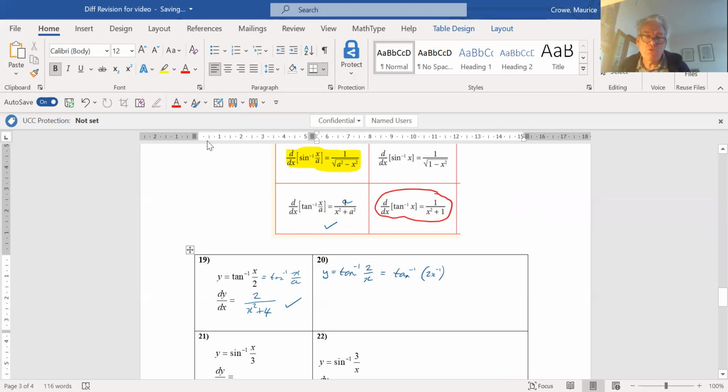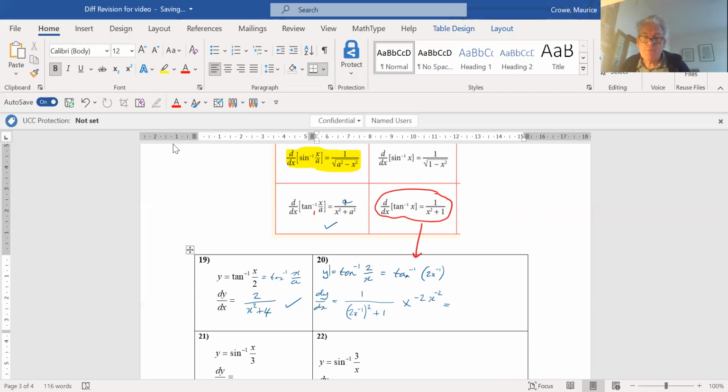When you let a equal 1, you just find out what happens to x, and that's the general rule. That's what we have to apply now down here. So dy dx. What happens to x? It's 1 over x squared plus 1. So this will be 1 over 2x to the minus 1 squared plus 1, multiplied by the derivative of this one. And the derivative of this one is minus 2x to the minus 2.